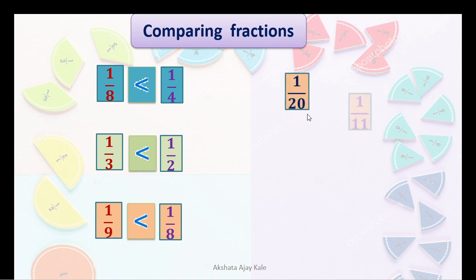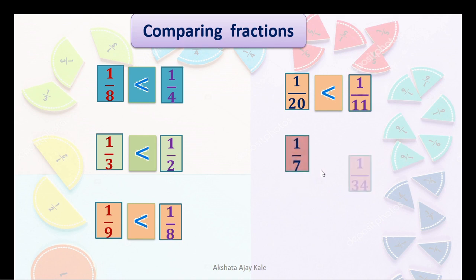Here 1 upon 20 and 1 upon 11. Making 20 pieces and selecting 1 piece is absolutely smaller than making 11 pieces and selecting 1 piece, isn't it? So 1 upon 20 is smaller than 1 upon 11. Now 1 upon 7 and 1 upon 34. Making 7 pieces and selecting 1 piece. Here making 34 equal pieces and taking 1 piece. So this is greater, isn't it? So 1 upon 7 is greater than 1 upon 34. Good.